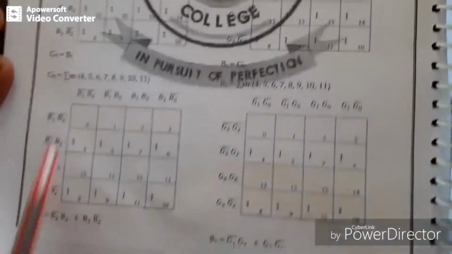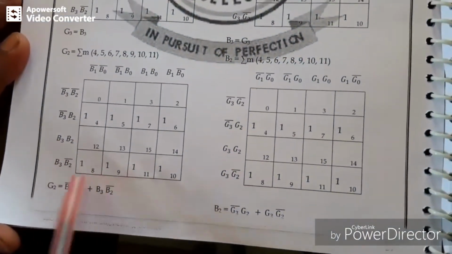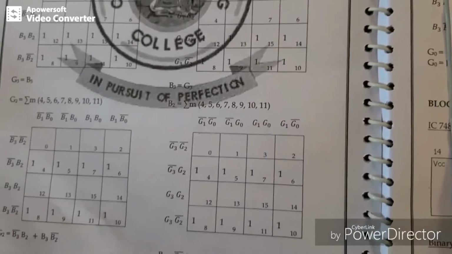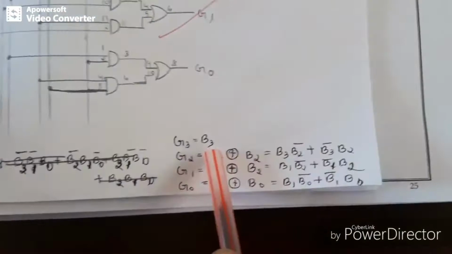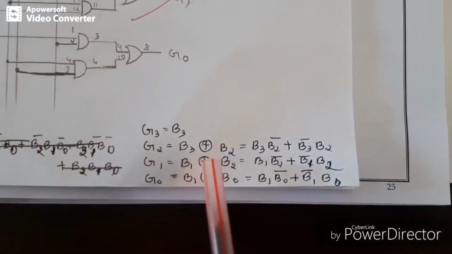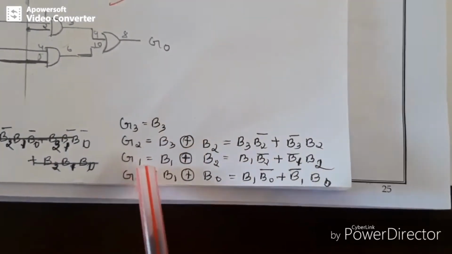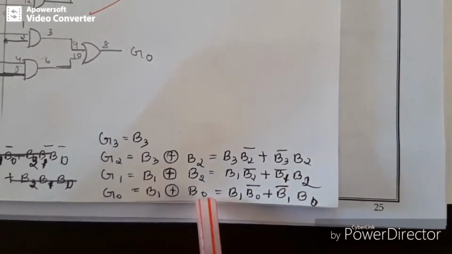Then the solution for this one is G3 is equal to B3, G2 is equal to this one, G1 is equal to this one, and similarly we will get the other values. So finally, you can see my dear students, G3 is equal to B3. When you solve G2 by using K-map, G2 is nothing but exclusive OR of B3, B2; G1 is nothing but exclusive OR of B1, B2; G0 is nothing but exclusive OR of B1, B0.